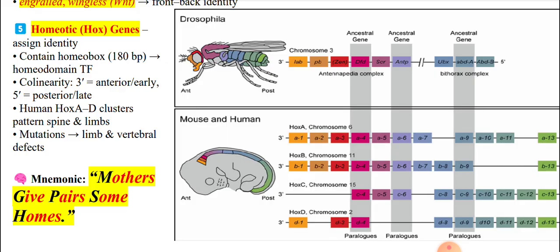Exactly. Genes at the 3' end of the cluster are expressed earlier and more anteriorly, towards the head. Genes progressively further towards the 5' end are expressed later and more posteriorly, towards the tail. It's like the body plan is literally mapped out sequentially on the chromosome. It is. This linear arrangement ensures the body pattern unfolds in a precise, ordered sequence from front to back. It's an incredible link between genome structure and organismal structure.